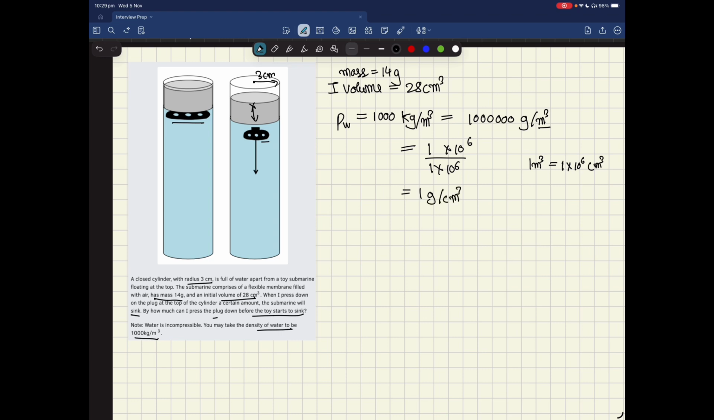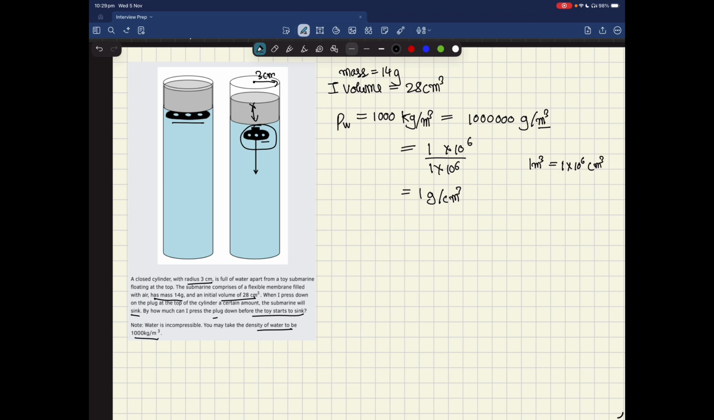Alright, so what's actually happening? If we imagine this cylinder, we're just going to redraw. There's water up till, say, suppose there. If I exert some force on this water, because water is incompressible, nothing's going to happen, right? But then because we have this submarine in the middle, any force applied would go straight away to the submarine.